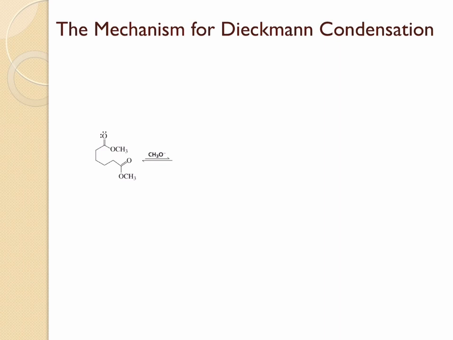Let's take a look at the mechanism to find out how a 5-membered or a 6-membered ring is formed in Dieckmann condensation. This molecule right here is a diester. To be more specific, it is a 1, 2, 3, 4, 5, 6, a 1,6-diester. Now the first step here is that the base is going to abstract the alpha hydrogen.